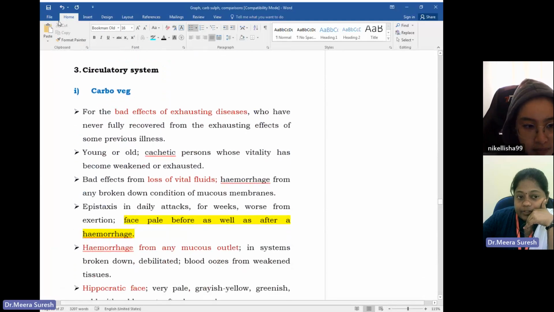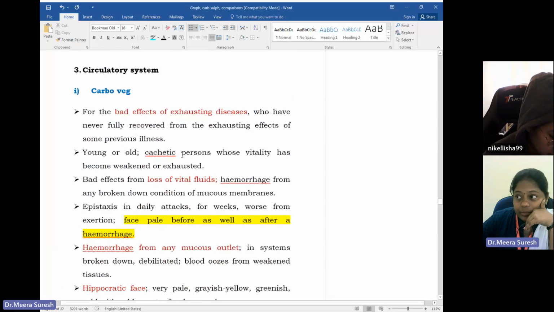And then circulatory system, Carbo veg: the bad effects of exhausting diseases. The patient has completely lost vital fluids, and because of that his complaints are coming. He has never fully recovered from a previous illness. I'm just skipping it because you studied the drug. It can be indicated in young or old. So this is also a common feature in all these five remedies we are seeing.